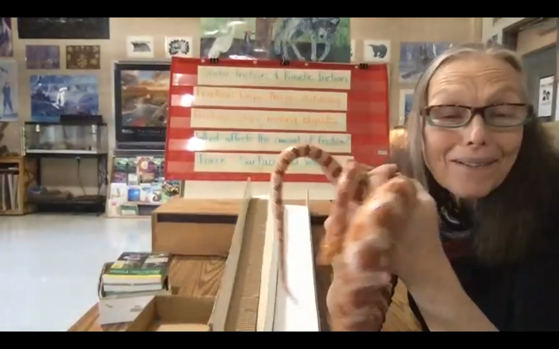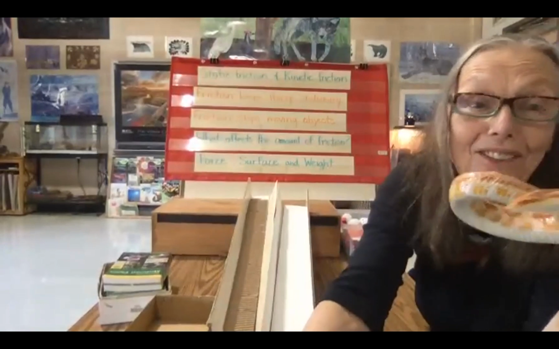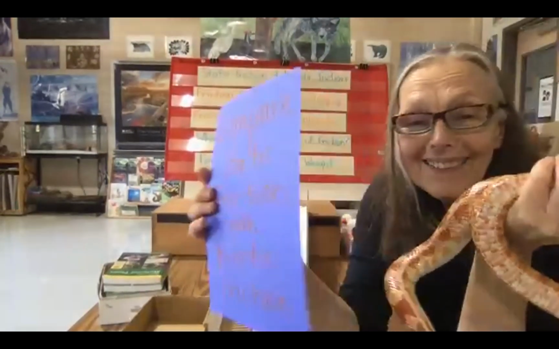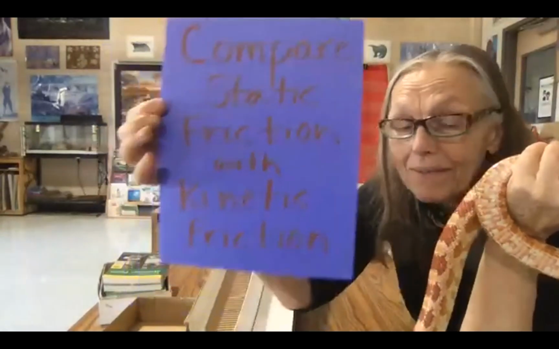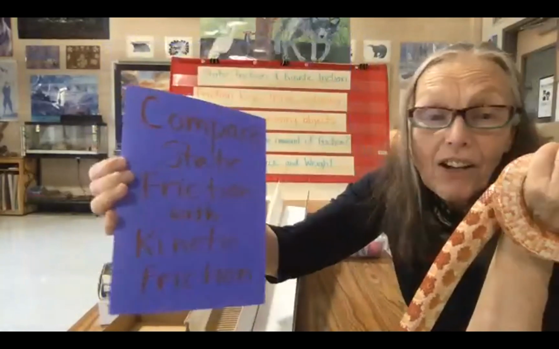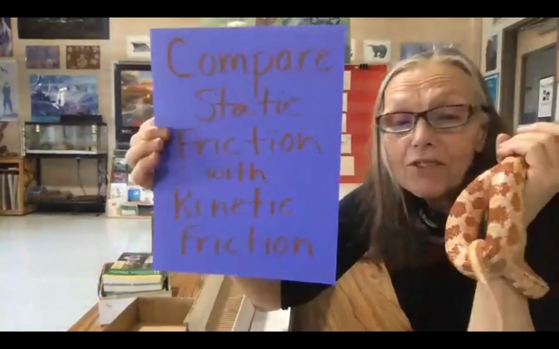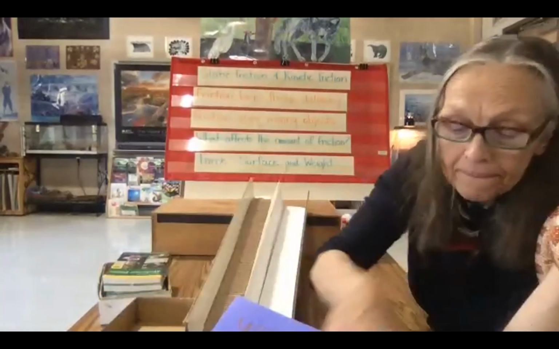So friction is actually quite important. We use it to stop, we use it to start. So I'd like you to do a couple of things: go around the house and compare static friction and kinetic friction. So remember, static friction is things that aren't moving before they start moving, and then kinetic friction is once you've got them moving.